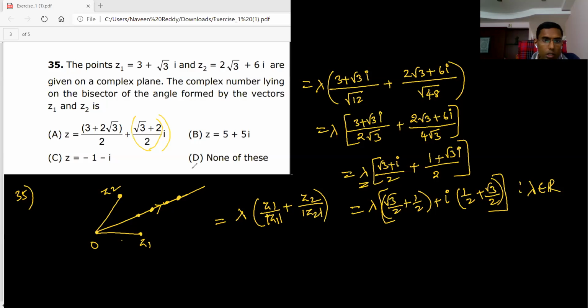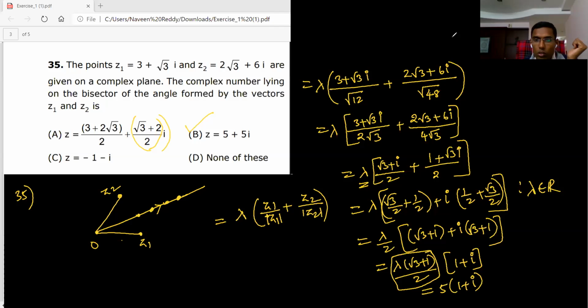This is what I was saying. Here what is given is (3 plus 2 root 3) by 2 and (root 3 plus 2) by 2. Here root 3 plus 2 is given, and this is minus 1 minus i, and this is 5 plus 5i, given like this. So what is the closest answer? You can see that 2 root 3 plus 3.